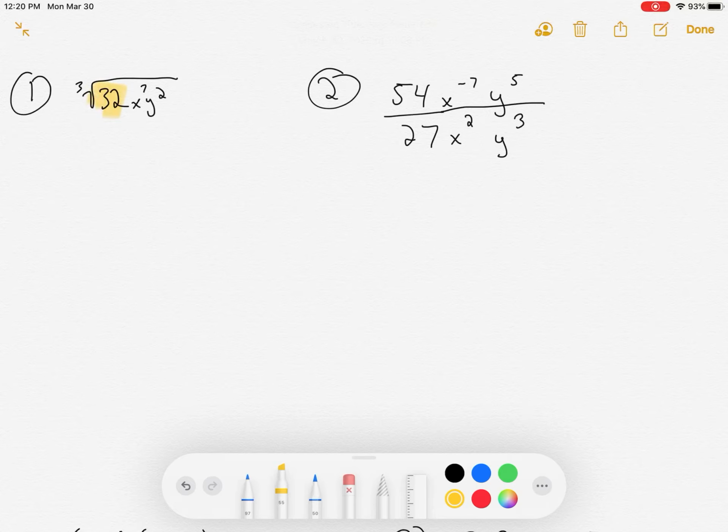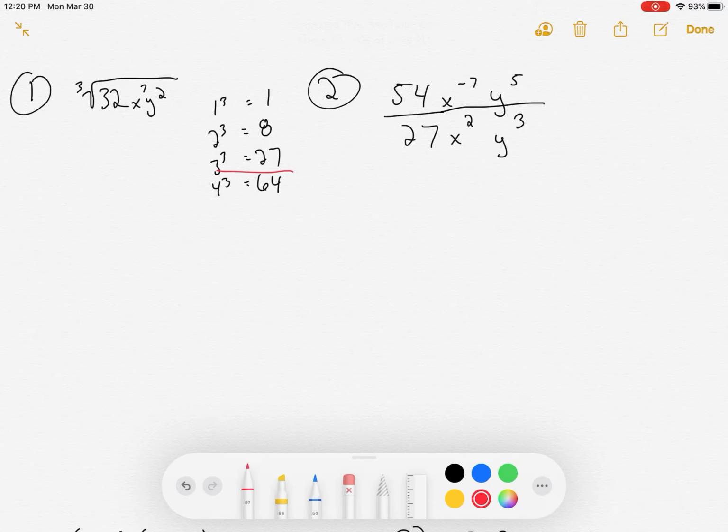If you don't have your perfects card with you, if you left it at school or lost it, you can just search Google for a list of perfect cubes and they'll come up. If you don't have that handy, you should be able to list them out: 1 cubed, 2 cubed, 3 cubed, 4 cubed, and so on. 1 cubed is 1, 2 cubed is 8, 3 cubed is 27, 4 cubed is 64.